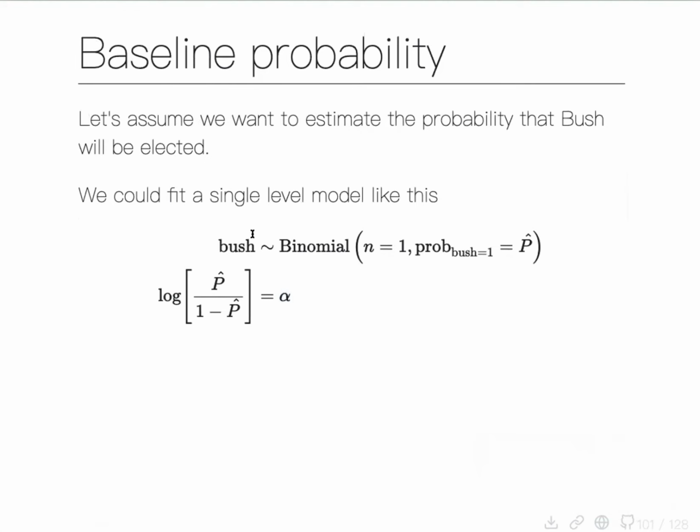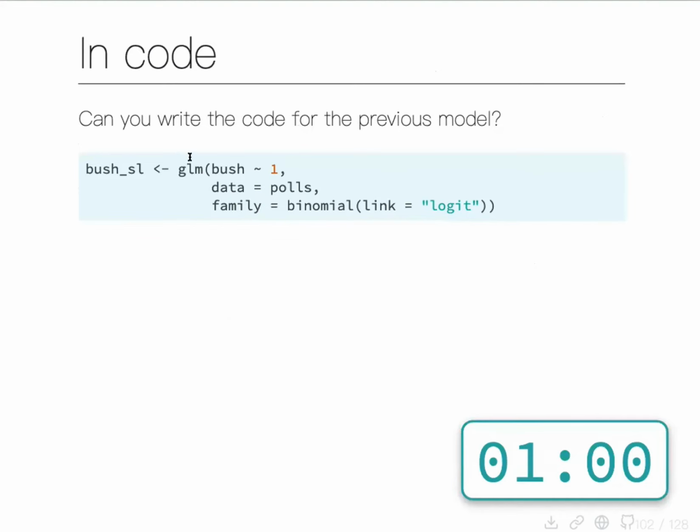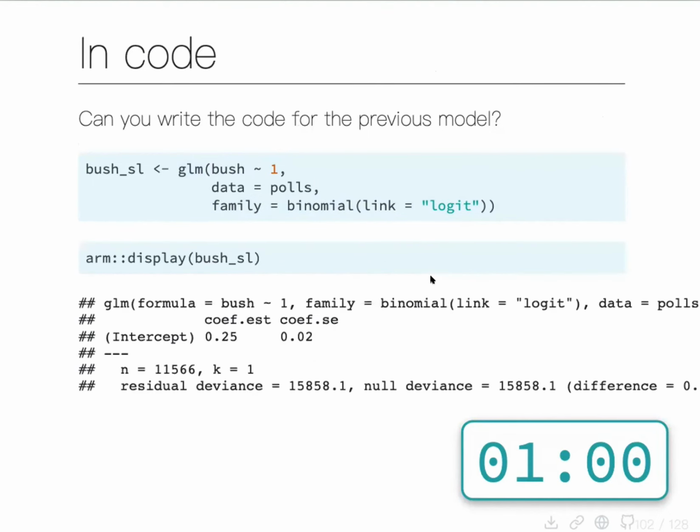So we're saying that whether Bush will be elected or not is generated from a binomial distribution where n equals 1, and so this is a Bernoulli distribution. The probability is equal to p, and p is the thing we're trying to estimate. Then log of p divided by 1 minus p is equal to alpha. Then we estimate it like this: glm, where Bush is predicted by an intercept, data is polls, family equals binomial, link equals logit.